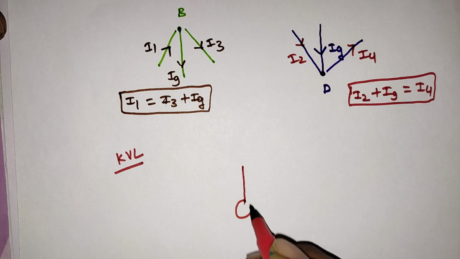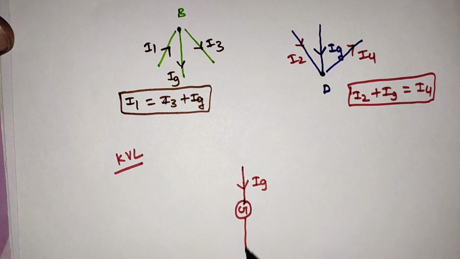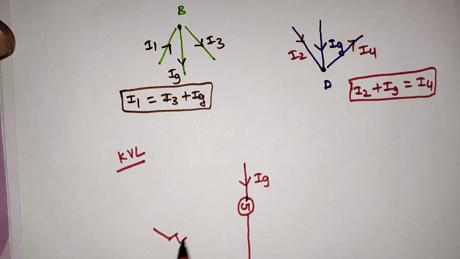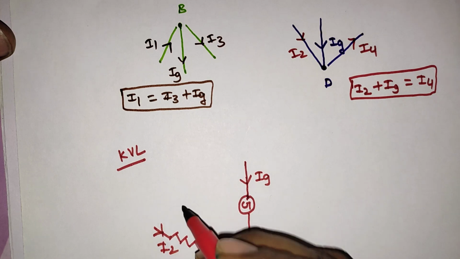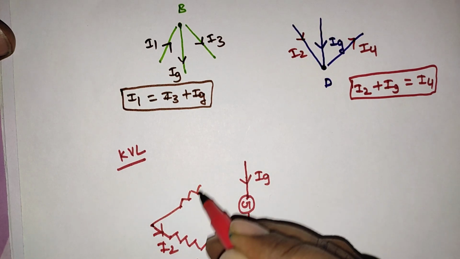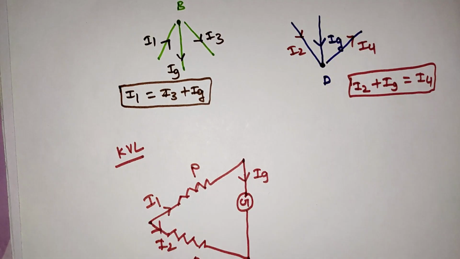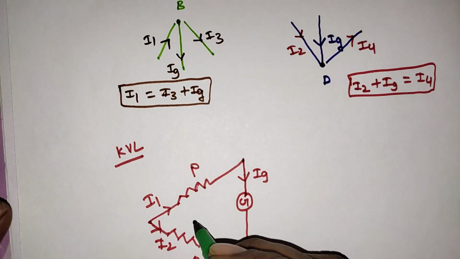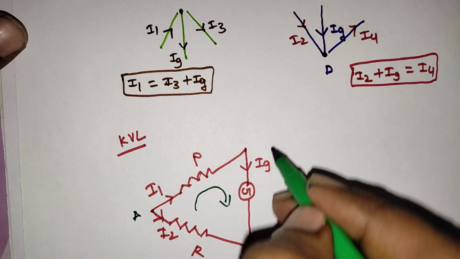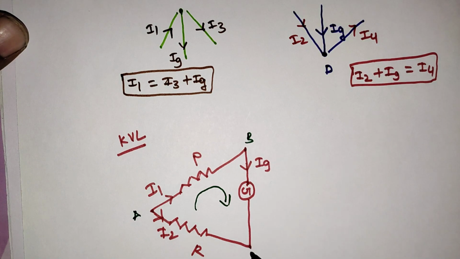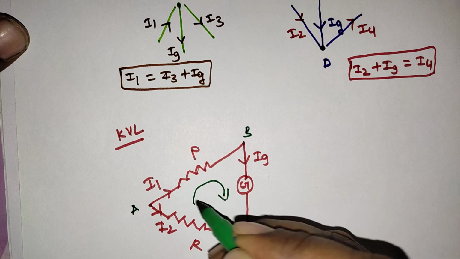Here this is the galvanometer G, and here Ig is there. Then here the resistor, I2 current, and here P and I1 current. I'm going to assume I'm going to travel in the clockwise direction. Here this is point A, B and D and A. You can start here. This is the current direction, this is the path direction.